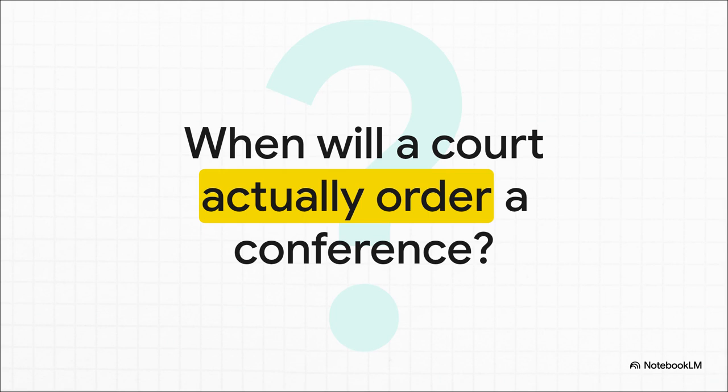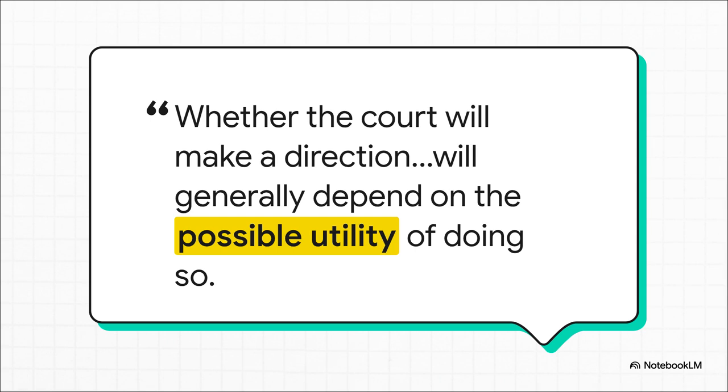Now here's the thing. Just because you ask for a conference doesn't mean you're going to get one. The court has discretion here, and it's only going to make that order if it sees a real, genuine benefit in doing so. And it all boils down to one simple word: utility. Seriously, when you're on your feet arguing for a conference, this word is your entire pitch. You have to convince the judge that getting the experts together is going to be genuinely useful, that it will shrink the issues in dispute, or at the very least, really sharpen everyone's understanding of why they disagree in the first place.